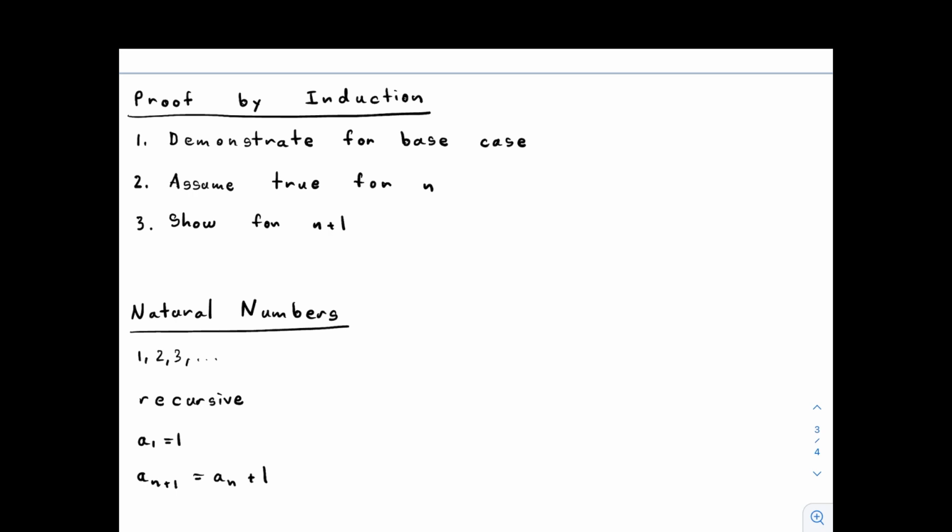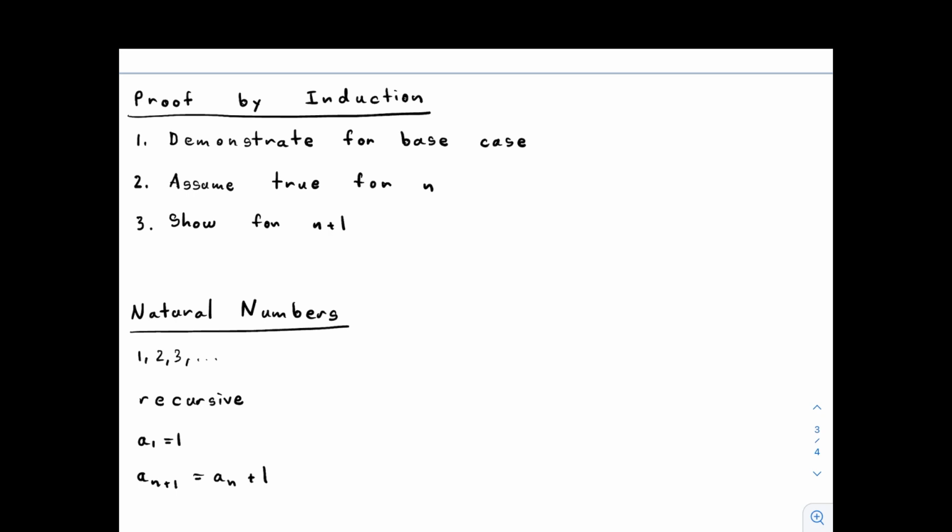So by demonstrating that something holds for a base case, let's just say n equals 1, and assuming that it holds for some arbitrary n, and then showing that if it holds for n, it implies that it holds for n plus 1, you're in turn actually showing that it holds for all the natural numbers.